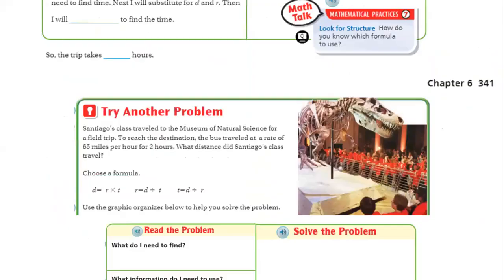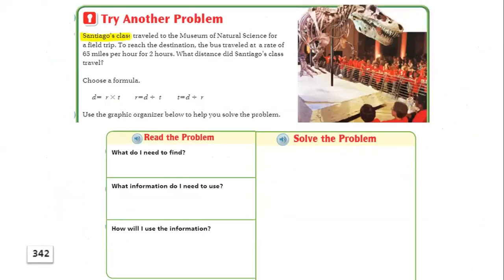Santiago's class traveled to the Museum of Nature Science for a field trip. To reach the destination, the bus traveled at a rate of 65 miles per hour. So what does 65 represent in our problem?